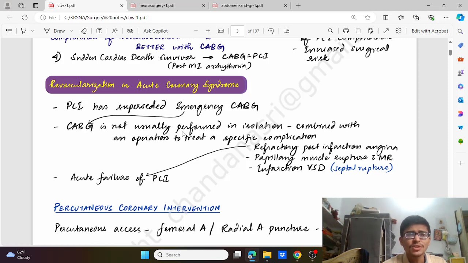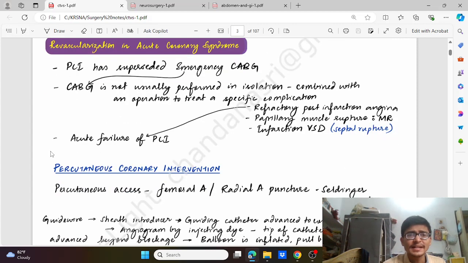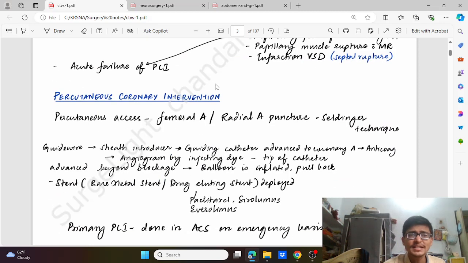CABG is not usually performed in isolation, it is combined with other treatment for specific complications like refractory post-infarction angina, papillary muscle rupture with MR, or infarction with VSD, septal rupture, which will lead to acute failure of PCI. All these may lead to acute failure of our intervention.